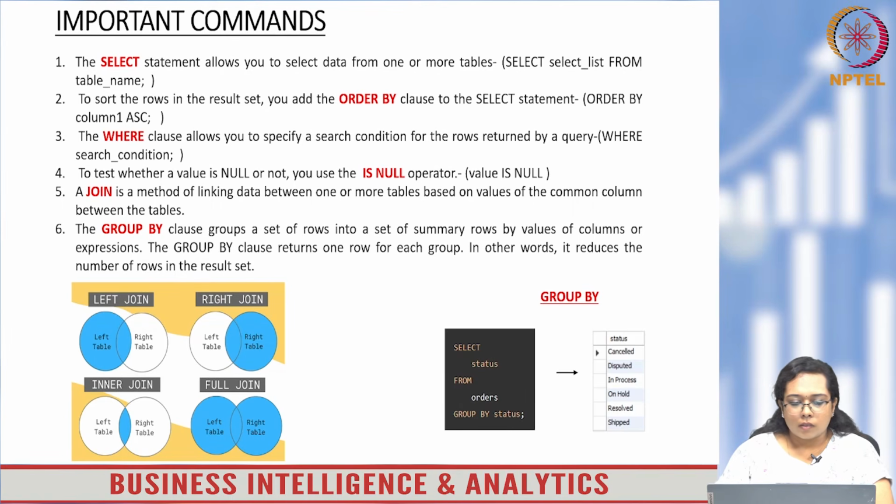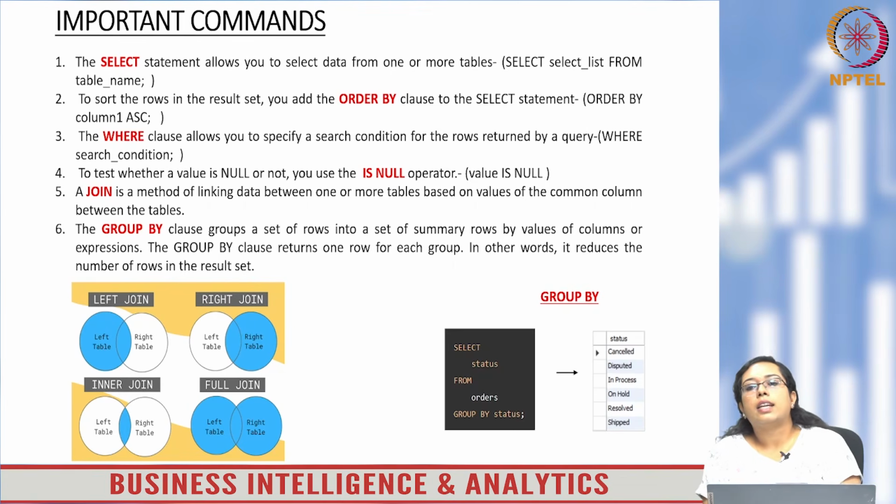Okay. So, the next is the is null operator. You will be knowing, it is just to test whether the value is null or not. The next operation is join, and join, as I have already mentioned, is a method of linking data between one or more tables based on values of common columns between the tables.